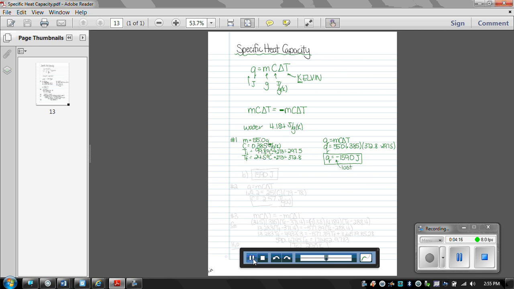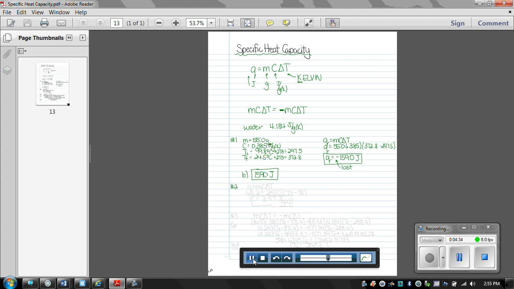Then part B asks you how much the water gained. Well, if you know that the metal lost 1,590 joules, then you know that the water gained 1,590 joules. That's all you have to do. Or you could have gone back and plugged it in, but it's easier than that.